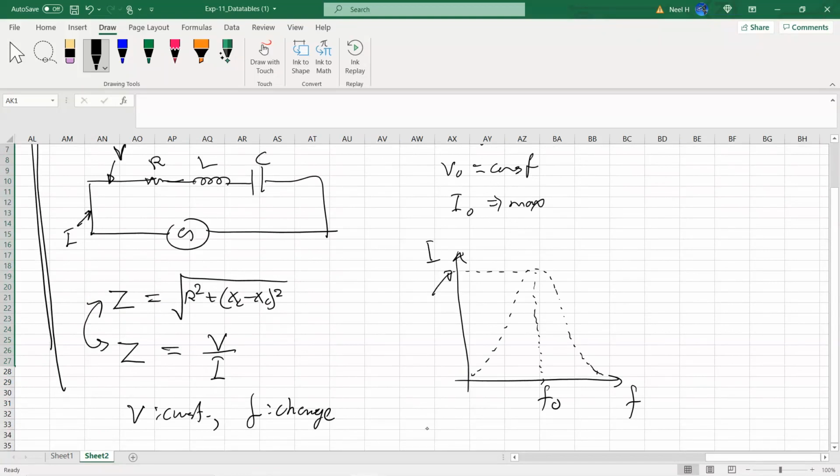We can actually measure these values directly. What is the maximum current? And then accordingly, what is the measured resonance frequency?